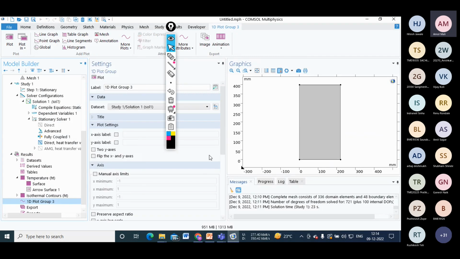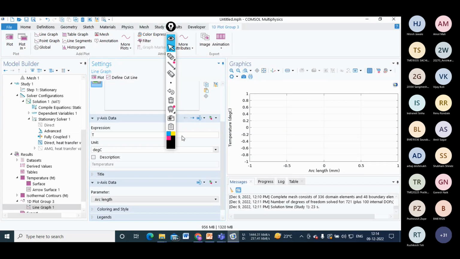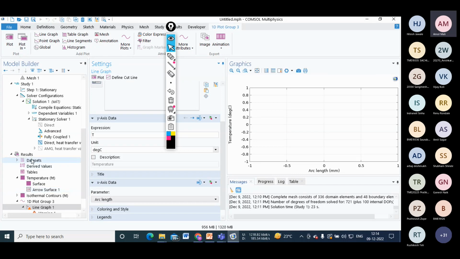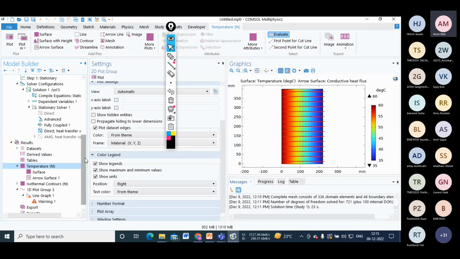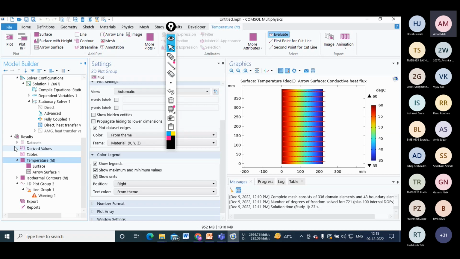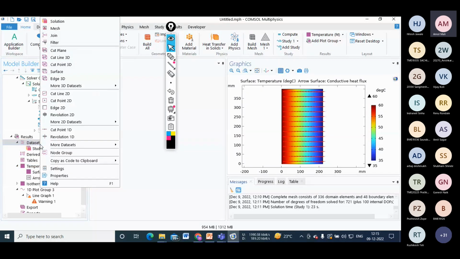So here temperature has come. I will change the unit to degree centigrade. Next to that, here you have to select the area on which you want to check the temperature distribution. I want to check at the middle portion, so that I will check. For that purpose again I have to go for data set. In the previous problem we saw this.